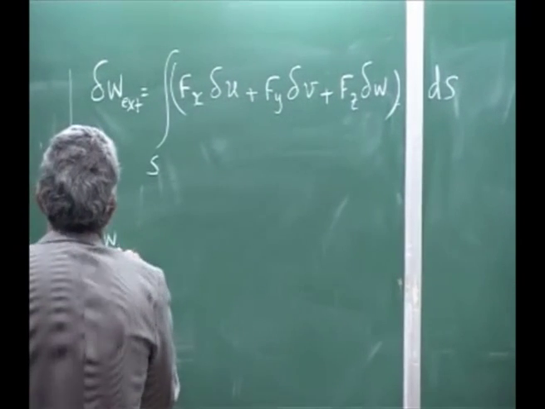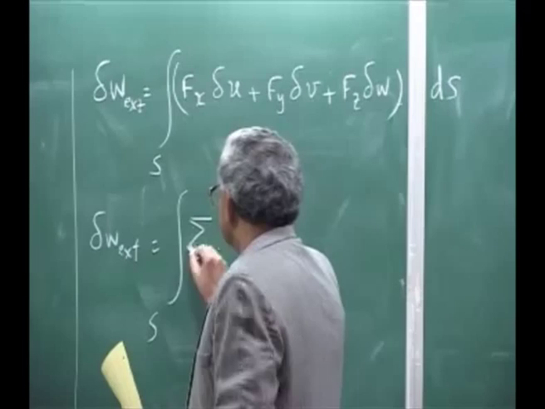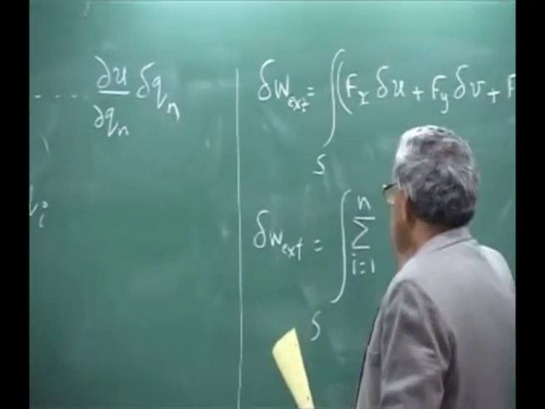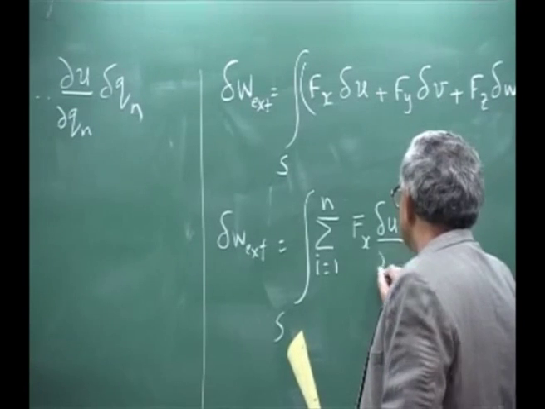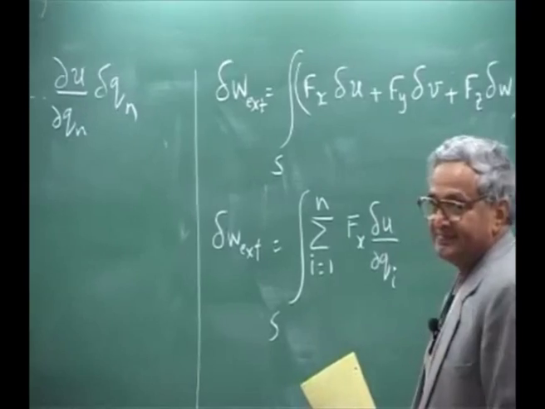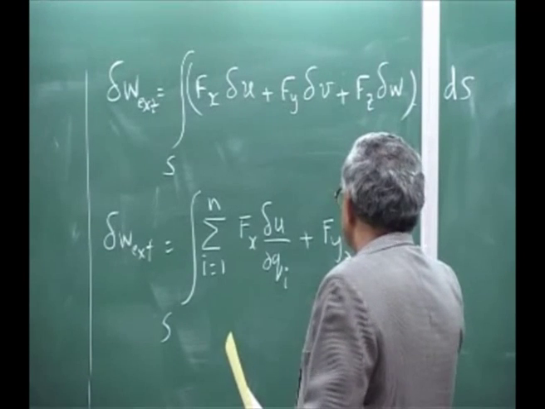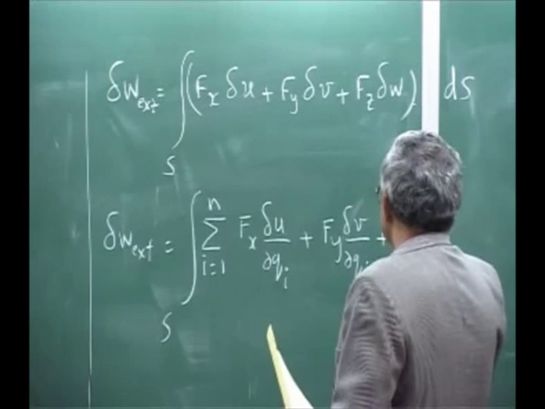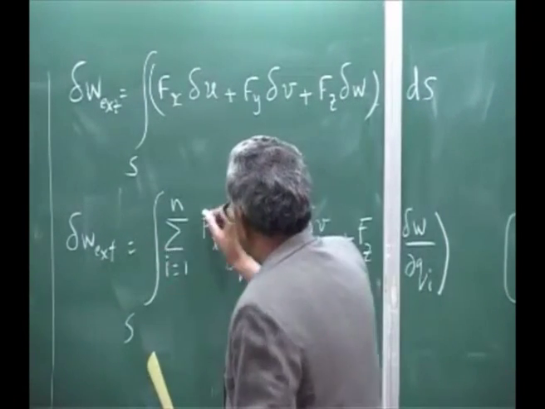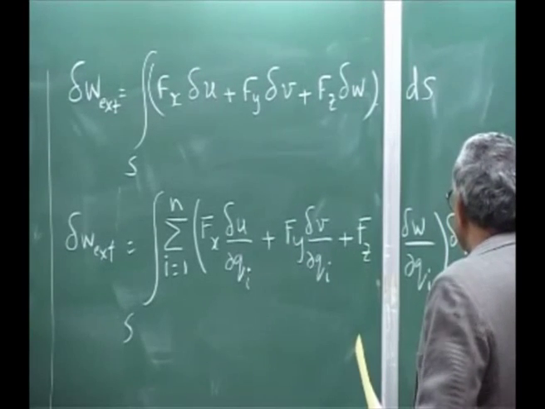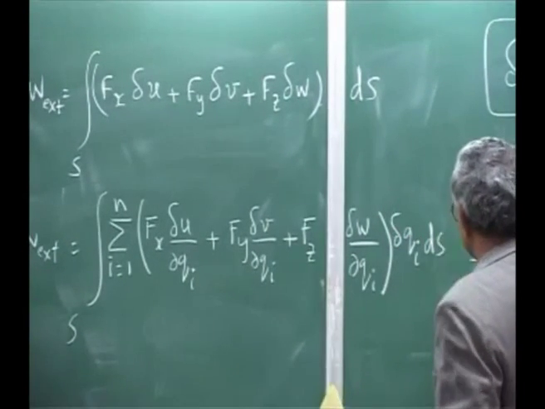What you will get is delta W external is integral over S, you are going to put a summation i running from 1 to n, Fx delta U over delta Qi, plus Fy delta V over delta Qi, plus Fz delta W over delta Qi, and I put the bracket here, delta Qi, and you have a dS surface.